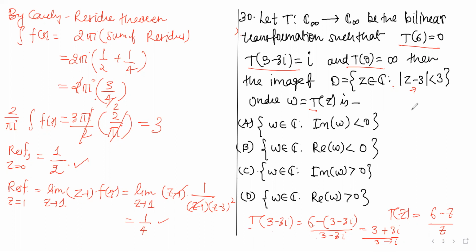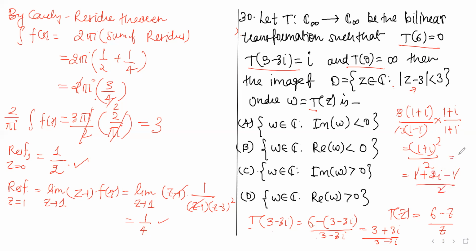Take 3 common, then (1 + i) over (1 − i), and just rationalize it. The 3 gets cancelled, so it is (1 + i)² upon (1 − i)(1 + i), which gives 1 plus 1, that is 2. If you expand this, you get (1 + 2i − 1) upon 2. The 1 and 1 get cancelled, the 2 gets cancelled, and you get i. Oh yes, we are correct. That gives me i. That means we have to work with this transformation.